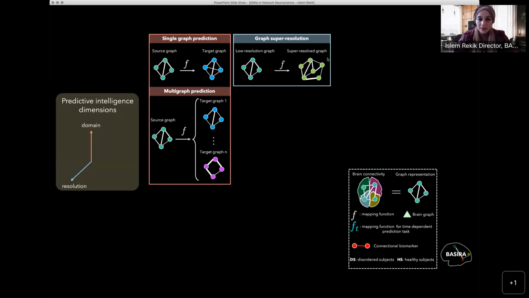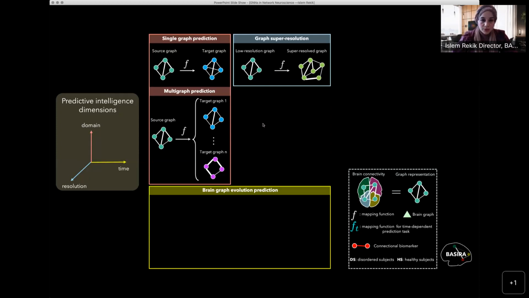Then you have a higher resolution graph with a more refined parcellation, and this refined parcellation will take a lot of time, like hours, let's say, to transform the image into this high resolution graph. So for us, instead of trying to circumvent the need of costly image processing, we directly learn how to predict the high resolution graph from the low resolution one. And that's what we call graph super resolution.